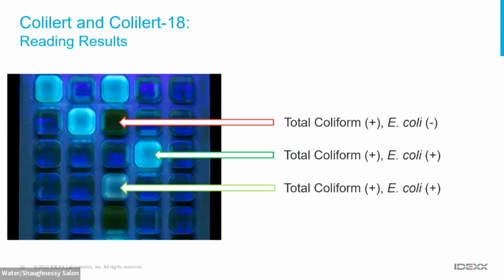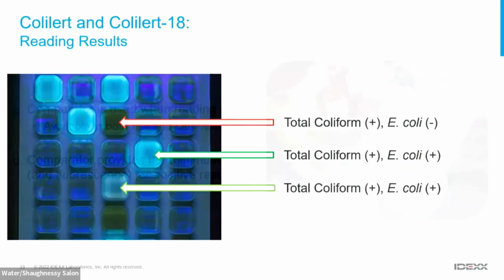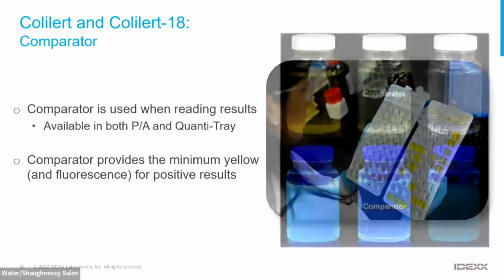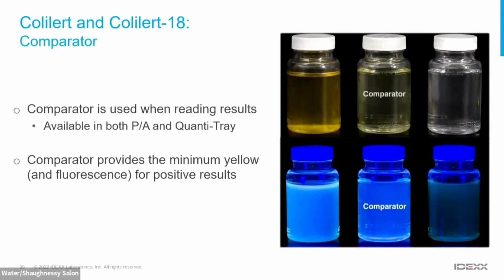Now, if there's any kind of question of whether or not something is positive, there are comparators available for Colilert and Colilert-18. And basically, it will tell you the minimal amount of yellow or fluorescence in order to call a sample positive. So if there's any kind of question, you can use a comparator, and it'll help you decide whether or not to call it a positive. And it comes for both the quantity tray formats and for presence absence vessels.